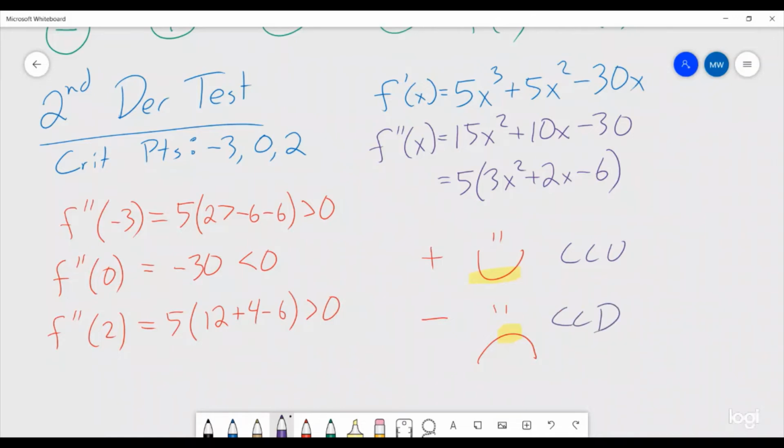So that means that at -3, because it is positive, it's smiling, so it's a minimum. 2 is also going to be a minimum, but then 0 is going to be a maximum because it is concave down at that point.